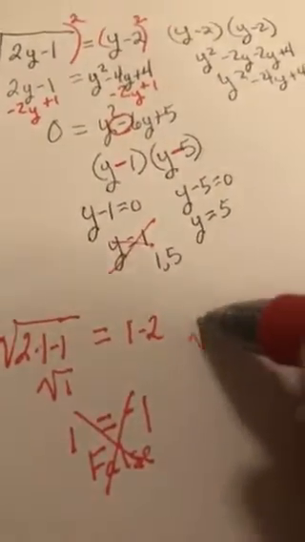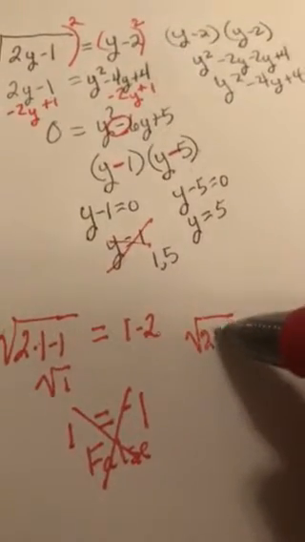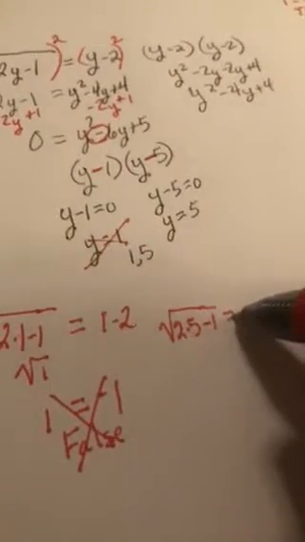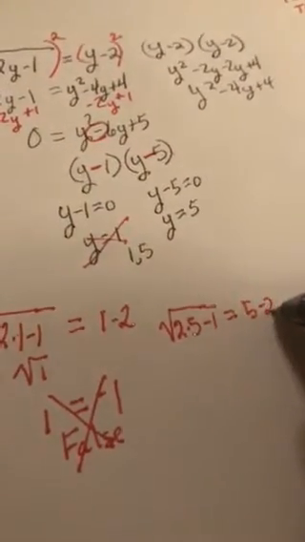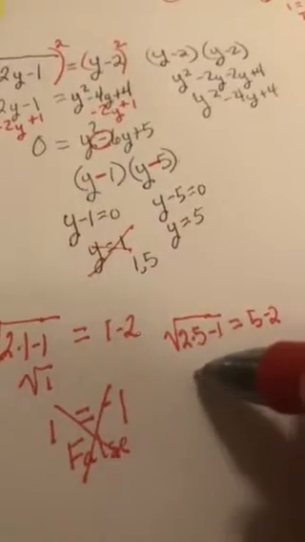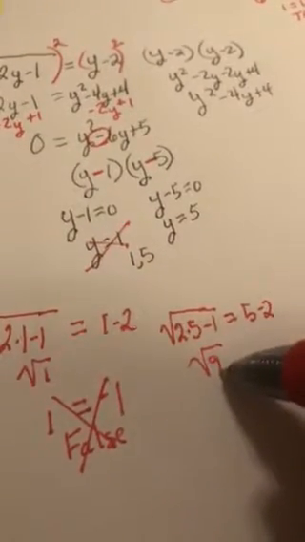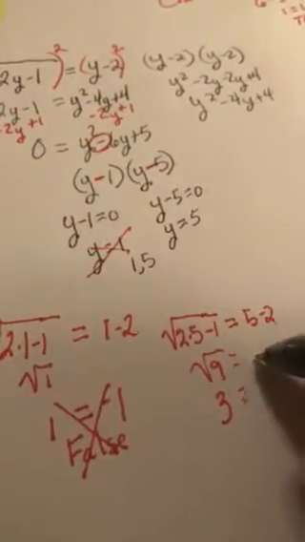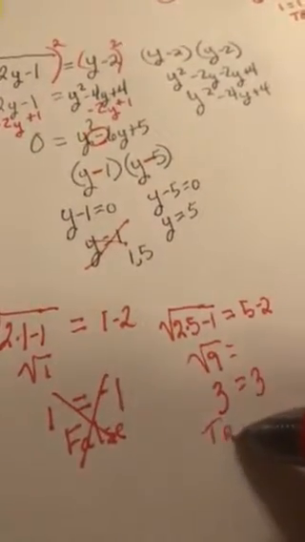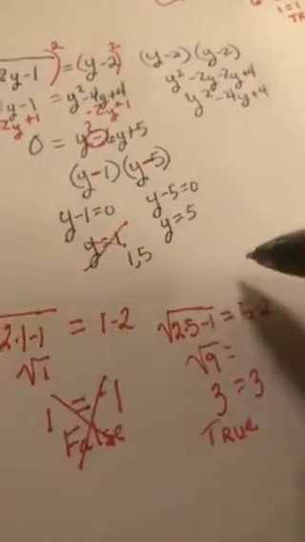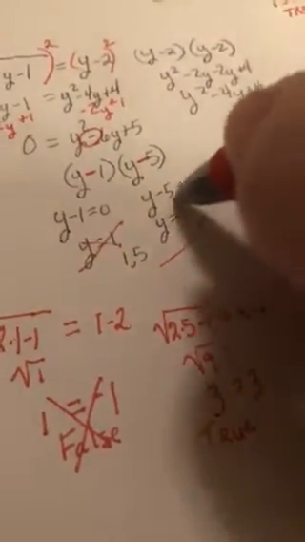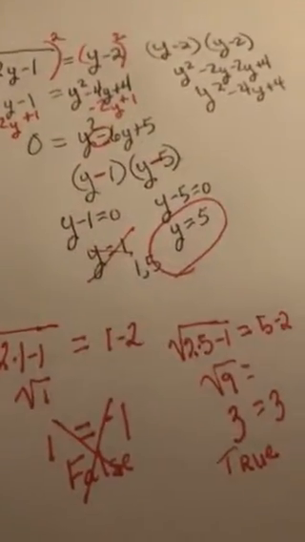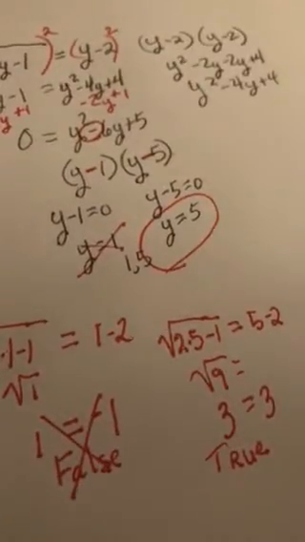Let's try it when it's a 5. So if we say the square root of 2 times 5 minus 1, is that equal to 5 minus 2? Well, that's 10 minus 1, so we're saying what's the square root of 9, which is 3. 5 minus 2 is 3. Sure enough, that's true. Yay! So 5 is the only answer that worked. The solution to this radical is 5.